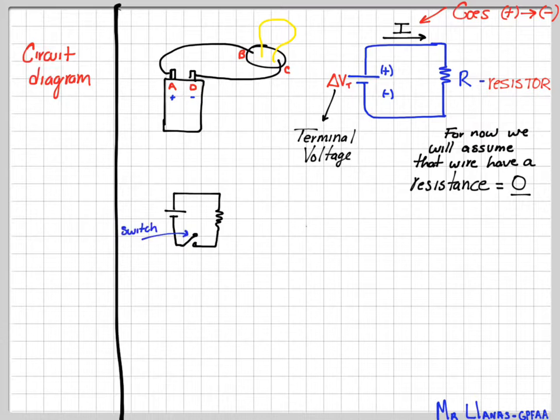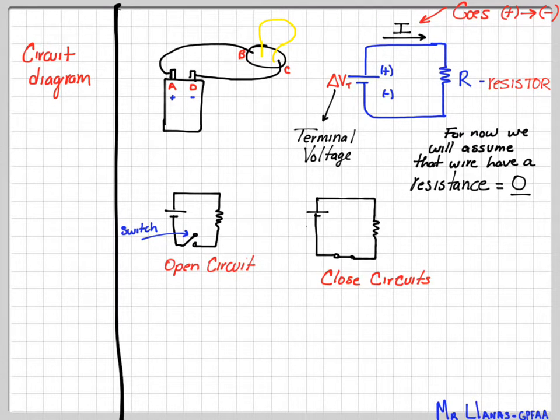Then we can also add a switch to this, which you can see here. There's a break in the circuit, so once it's open, there's no current going through. That's an open circuit. And you can also have a closed circuit once you close the switch. So we can say that the open circuit has no current flow and the closed circuit has current flow.